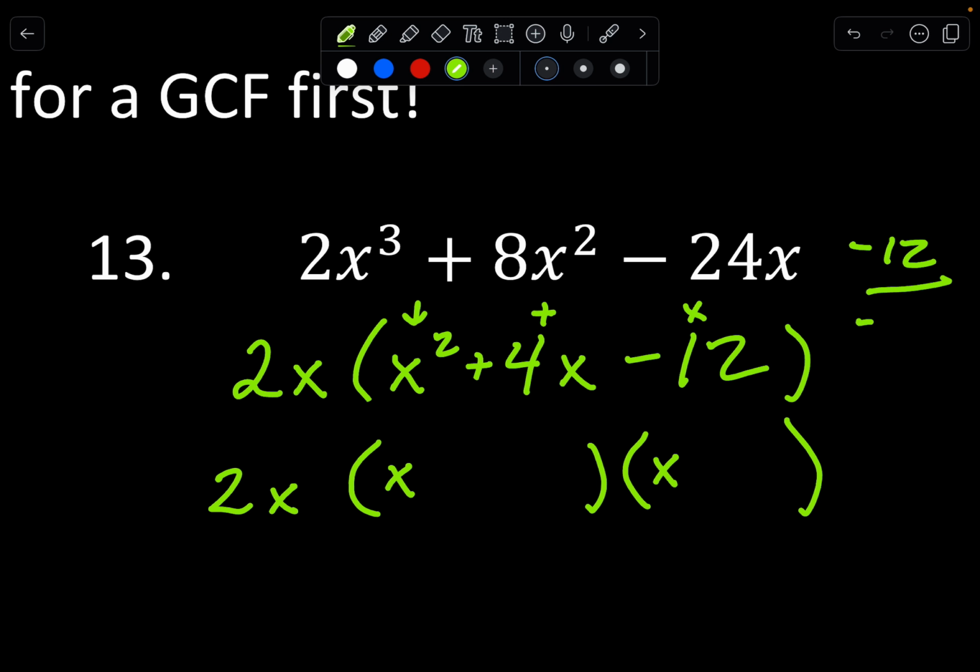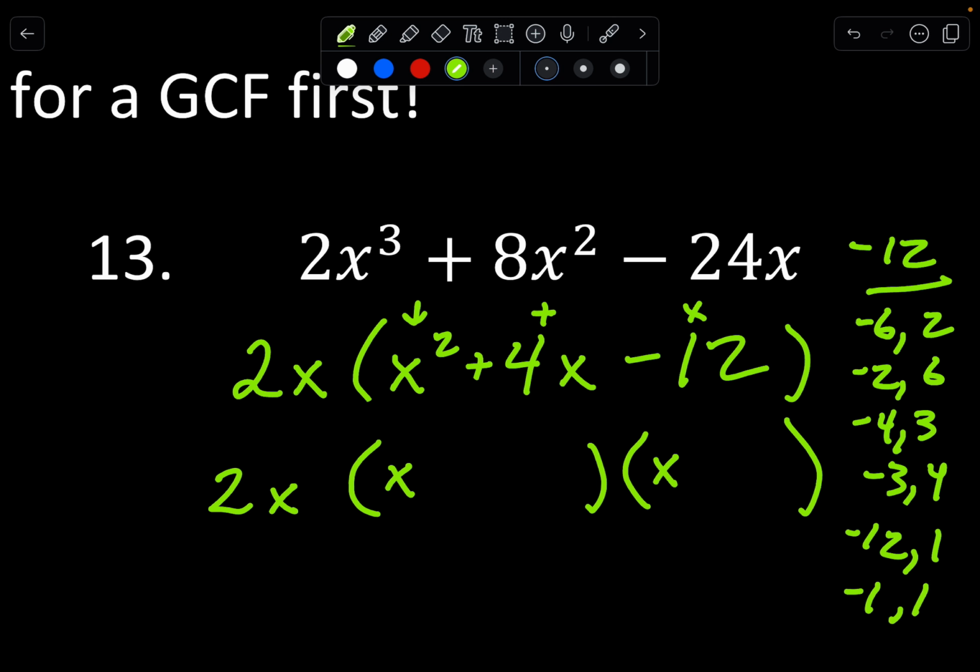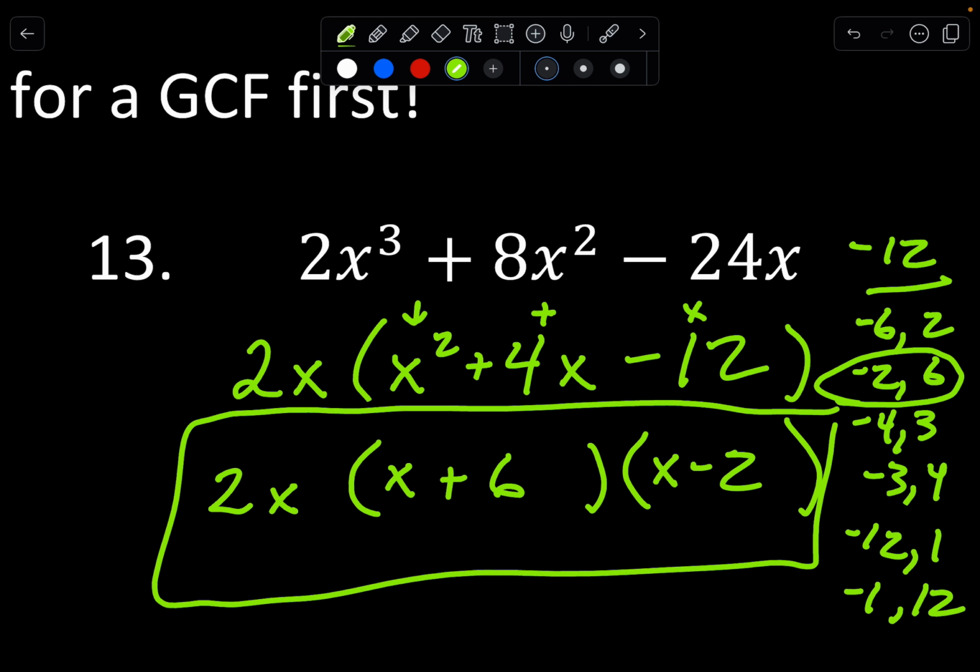Okay, so in this case, I'll have a negative 6 and a positive 2, negative 2, positive 6. You could do my 4s, negative 4, positive 3, negative 3, positive 4. You could always do the 12s if you wanted to, negative 12, 1, negative 1, positive 12. The only one of those that's going to also add to be a positive 4 is going to be this one right here, which will be plus 6 and minus 2. And I think that is going to be my final answer here.